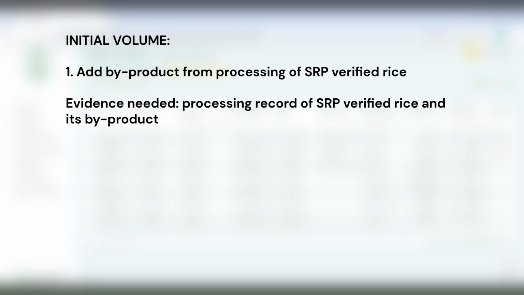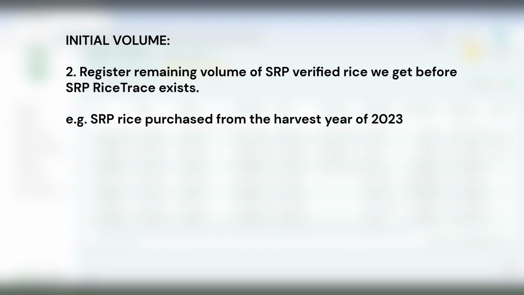First is to add byproduct from processing to our inventory. For this purpose, we will need evidence such as a processing record, which indicates the byproduct volume from the processing of SRP verified rice. Second purpose is to register remaining volume of SRP rice that we got before RiceTrace existed.